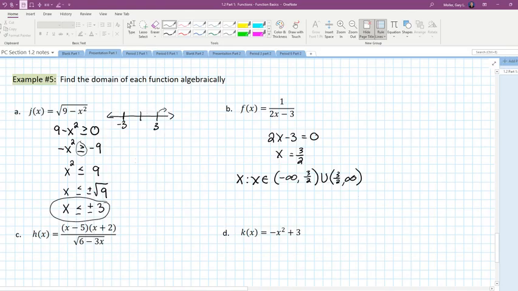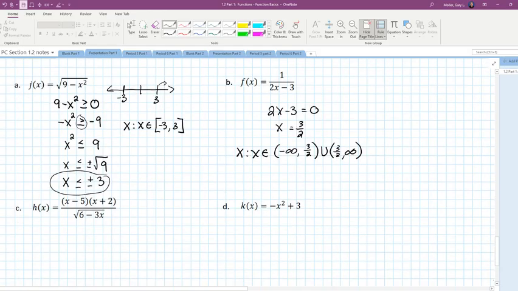I did not write the domain over here, but it's a pretty simple domain. All of the x's that belong to the group that starts at -3 and ends at +3. And the 3's are fine. So they're included. Okay, next one.